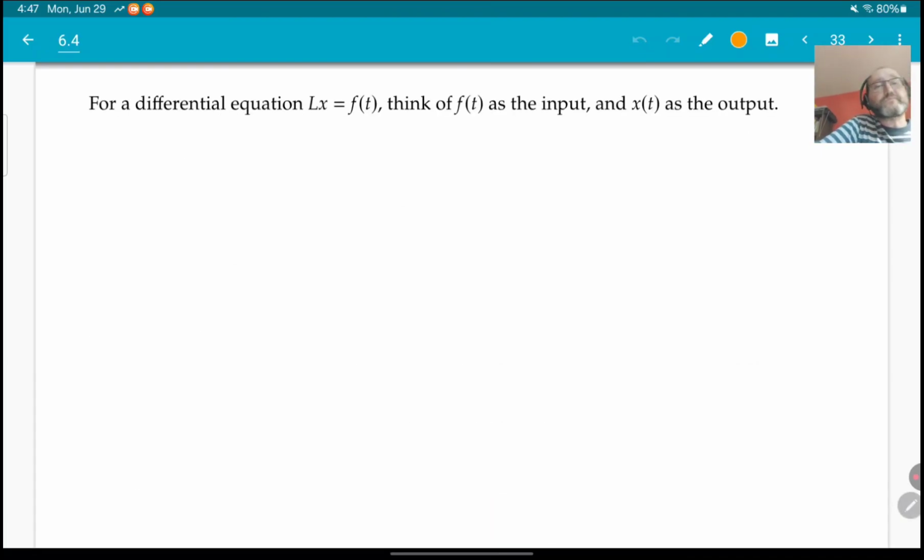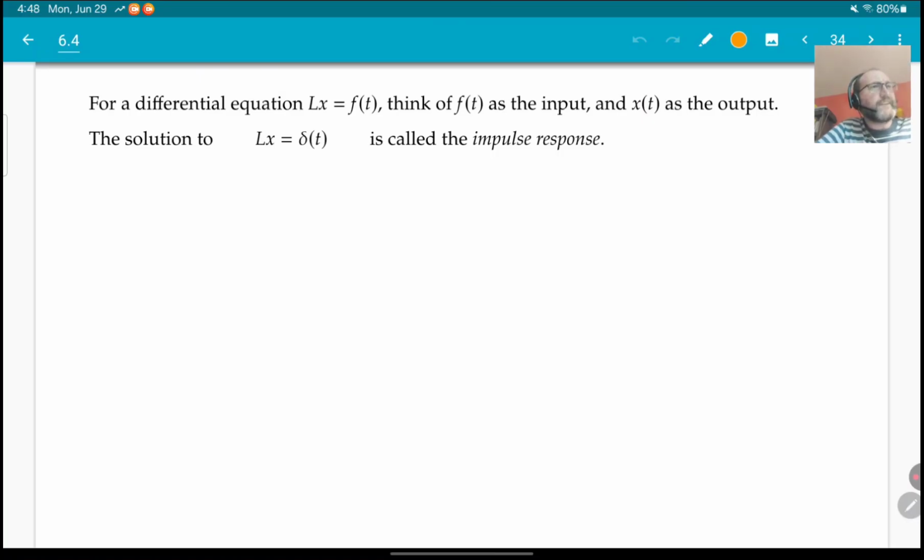All right. So again, for a differential equation where L is some linear, constant coefficient differential operator, you have L of x is equal to some f. If we're thinking of f as the input and x as the output, that's what we're going to be looking at here. So that's what we're trying to say in the beginning. We're trying to poke this system, figure out what it does for all different inputs.